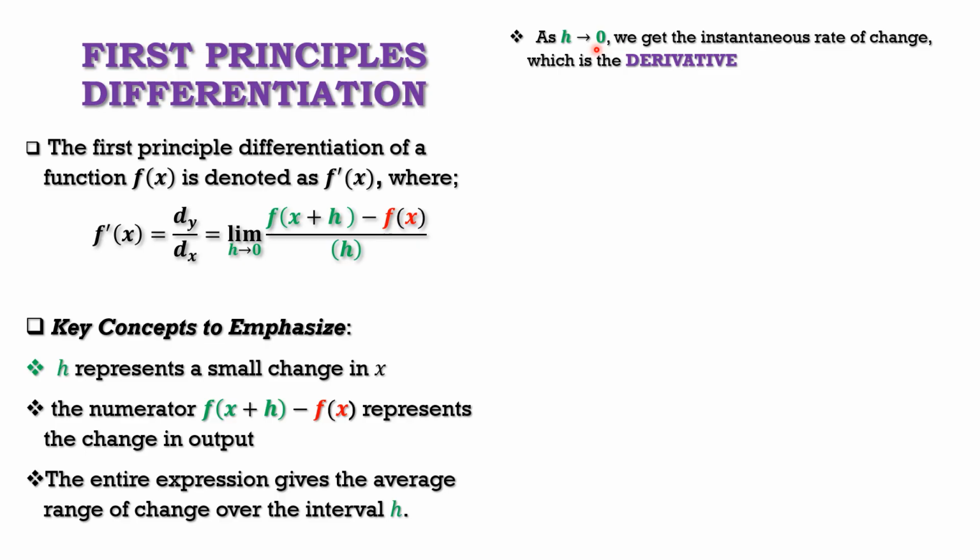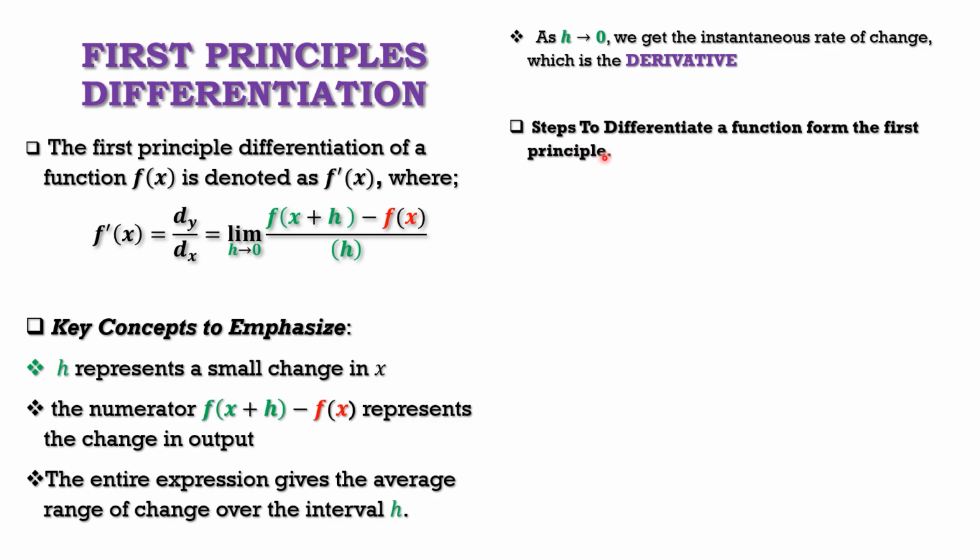So as h gets closer to 0, we get the instantaneous rate of change, which is the derivative. That means when h is getting closer to 0, the secant line becomes the same as the tangent line. If you've watched our previous video, you understand the meaning of the secant line and the tangent line.